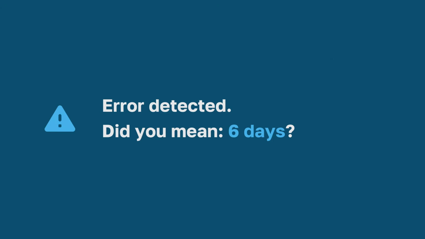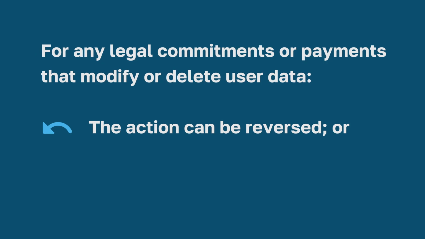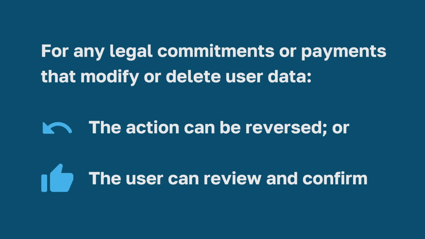Try to give helpful ways for the user to overcome simple problems. For example, if a text field can take in a number of days, months or years, but the user only enters the number 6, instead of just saying that it's invalid, provide a message like, "Did you mean 6 days?" and so on. If you're making a legal commitment or taking payments from a user that modifies or deletes their data, either make sure that it is reversible, or alternatively allow the user to review and check over their information, giving them the opportunity to correct any errors before proceeding.